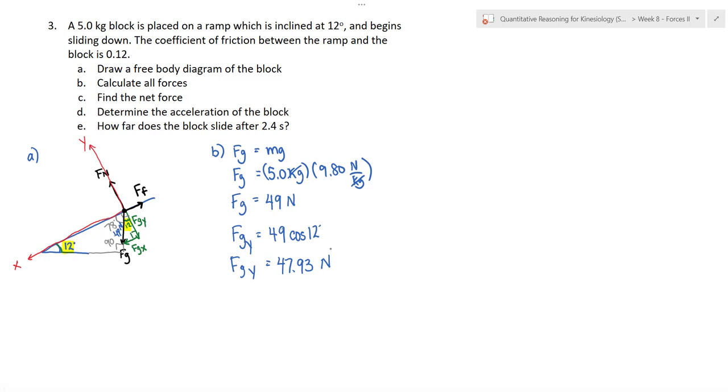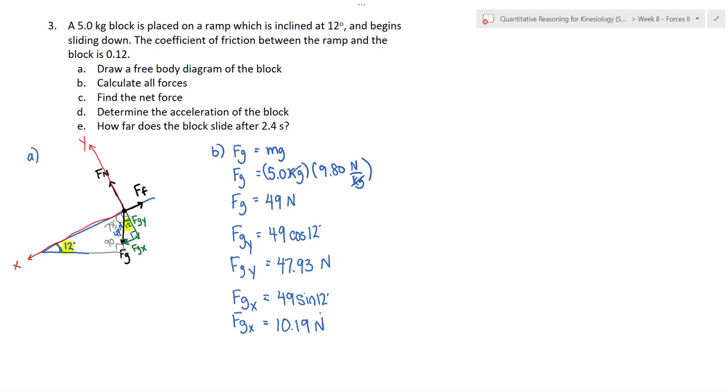So we can also find out what FGX is, so let's do that right now. FGX is opposite of the 12-degree angle, so we're going to use sine instead of cos, so it's going to be 49 sine of 12 degrees. So let's type that up, 49 sine of 12 degrees, and I get 10.19. All right, so how are these going to help us find out what the other forces are?